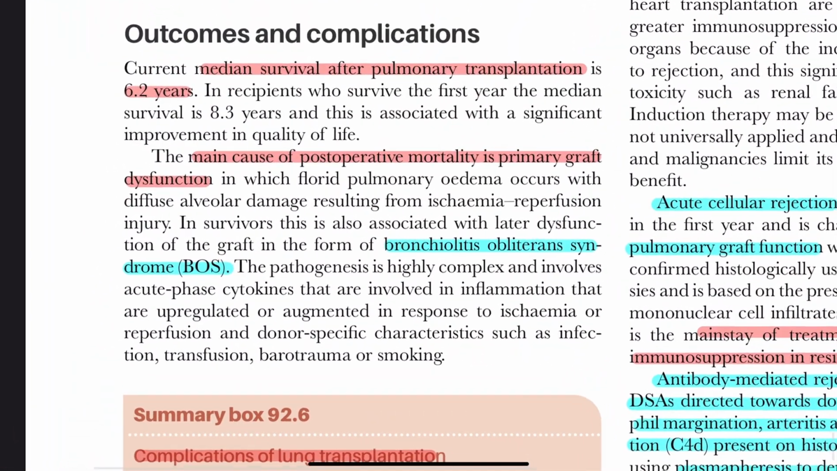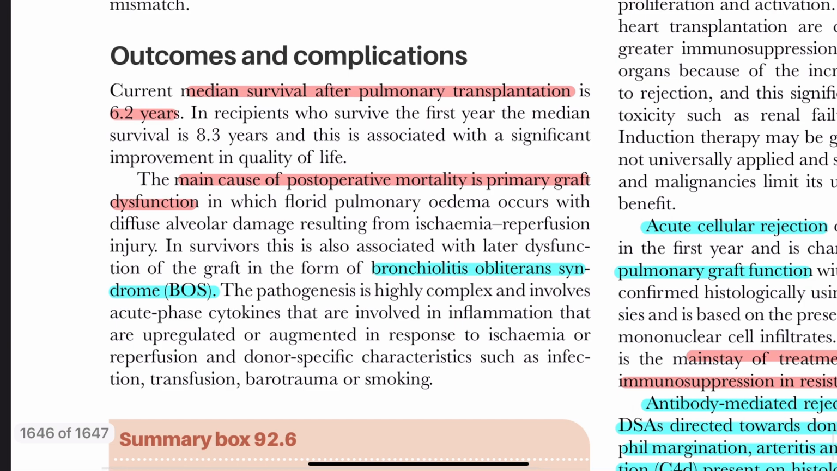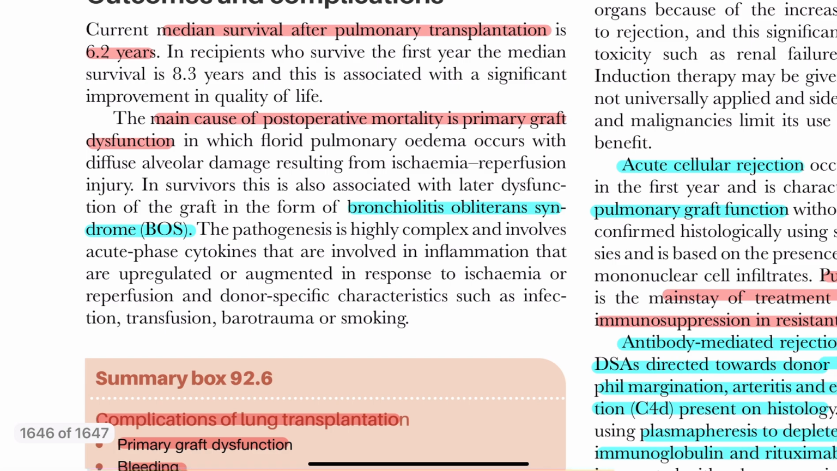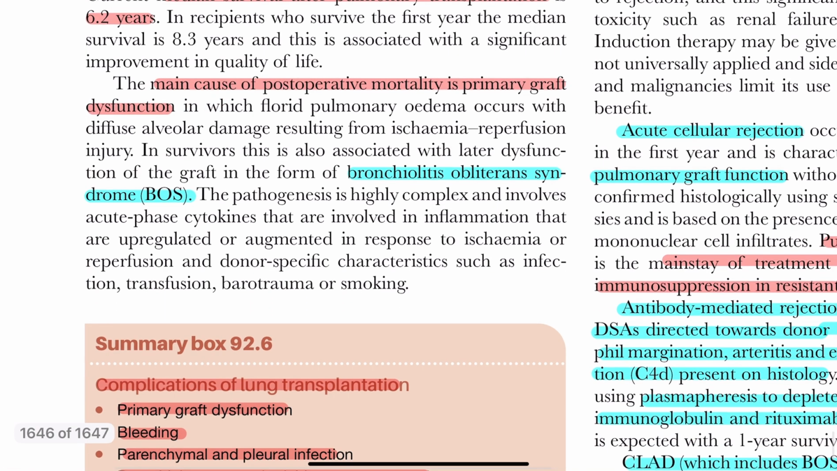Now come to the outcome and complication. Median survival after lung transplant is 6.2 years, and median survival after heart transplant is 12 years. Remember that. So the main cause of post-operative mortality is primary graft dysfunction, same as in heart. And bronchiolitis obliterans syndrome is associated with graft dysfunction.